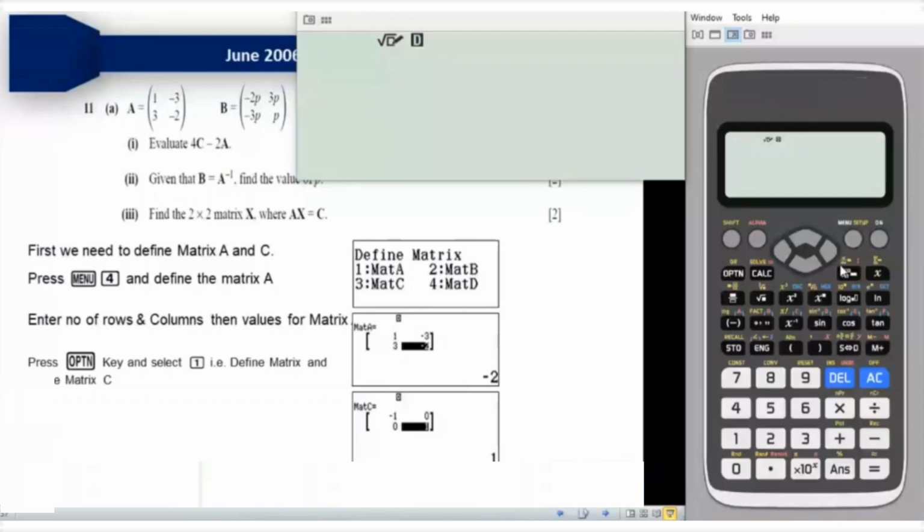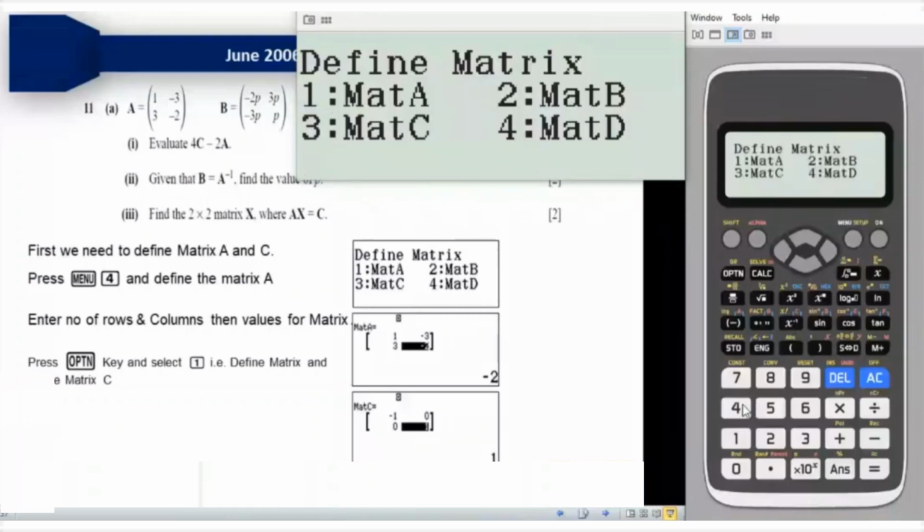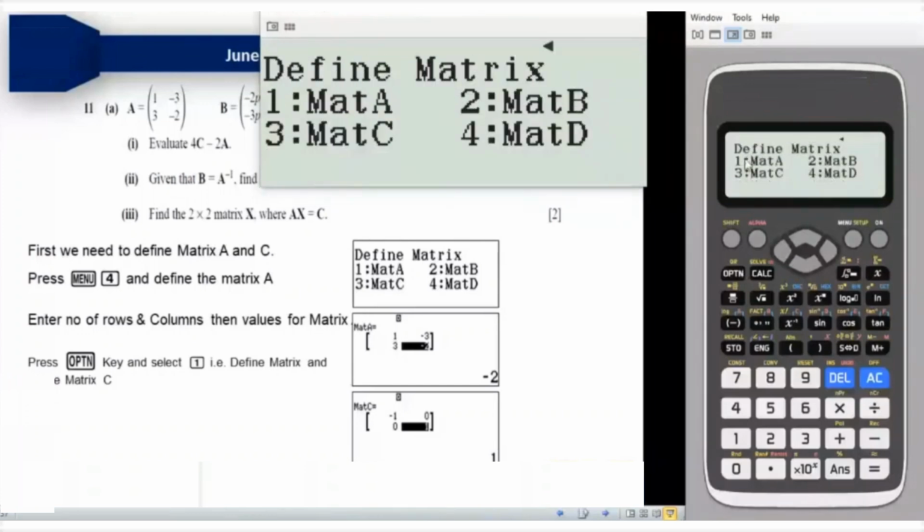Now I will enter the matrix mode. So I'll press menu. I will press 4. The calculator is asking me to define matrix and I will press 1. I pressed option and I am defining the matrix. So define matrix, 1 is matrix A.